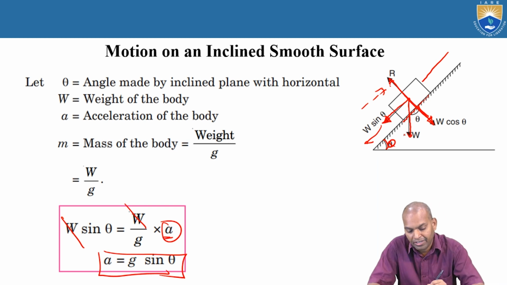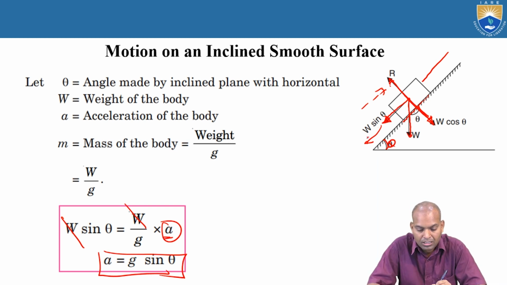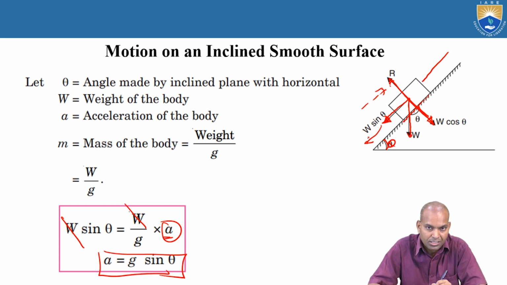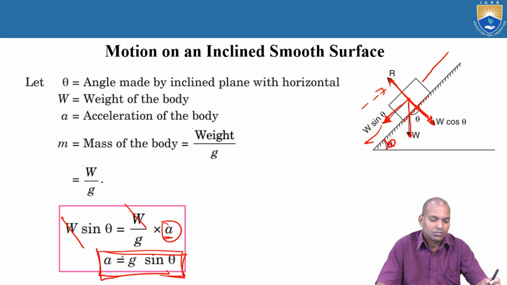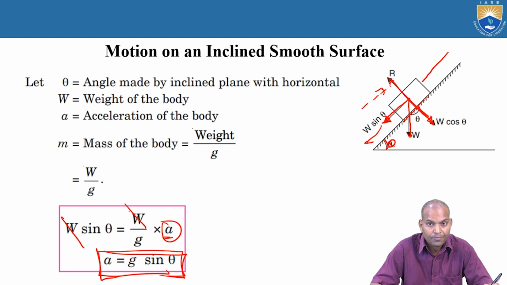Now here it is W sin theta. W sin theta is equal to mass times acceleration, where mass equals W by g. So W sin theta equals W by g times a, and a equals g times sin theta. This is the acceleration of the motion on an inclined smooth surface when the body is on that surface.